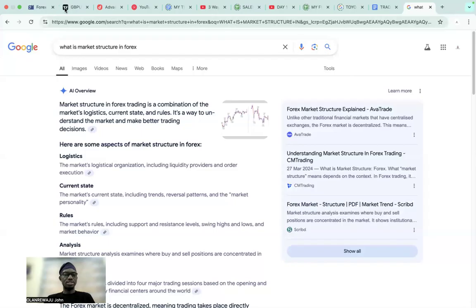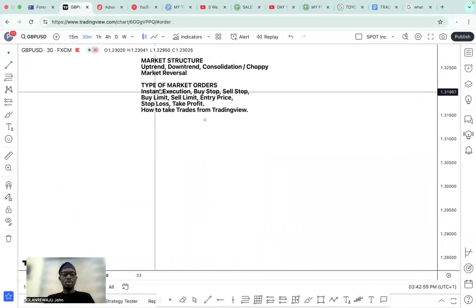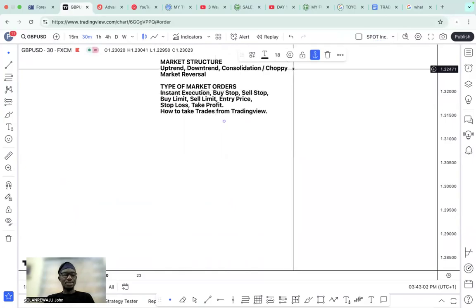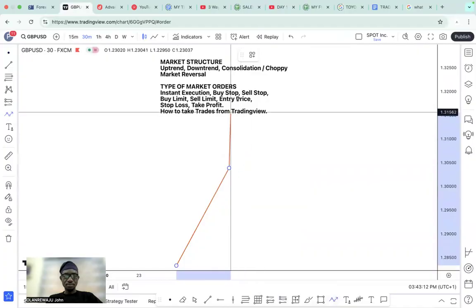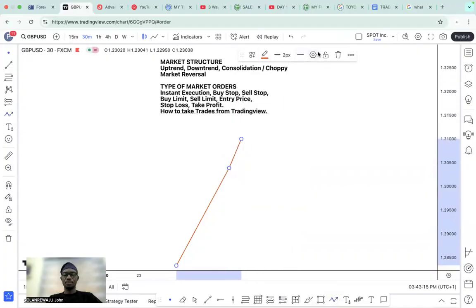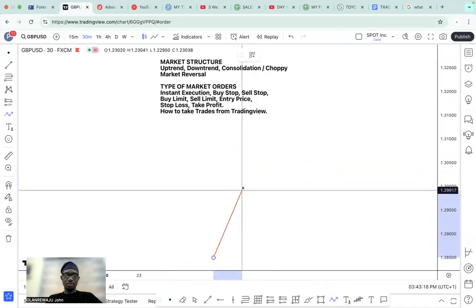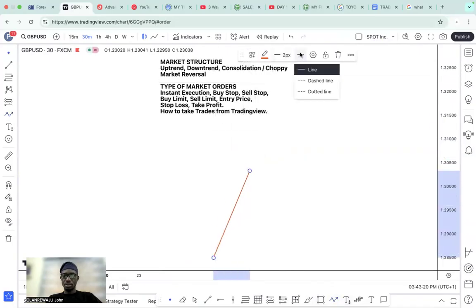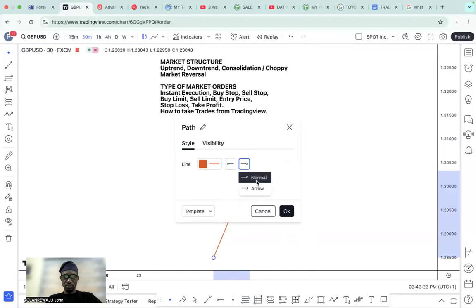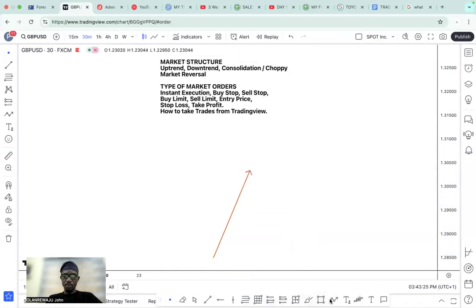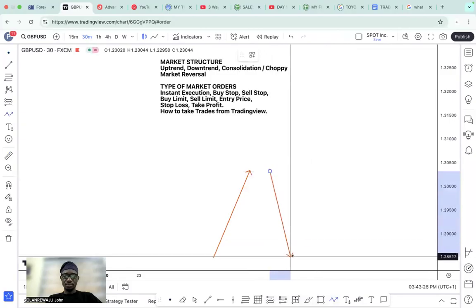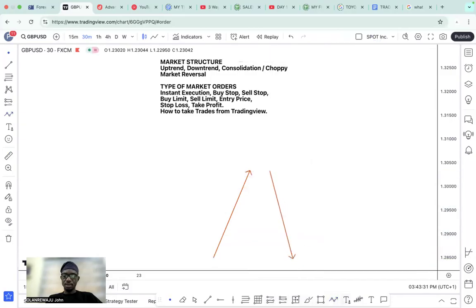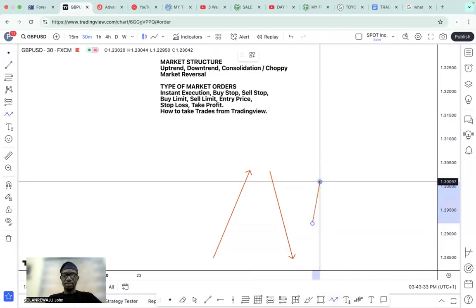So let us not waste time as we get into it. When it comes to market structure, market nature, market characteristic, there are usually three natures of the market. We have the uptrend, we have the downtrend, and then we have the consolidating market.